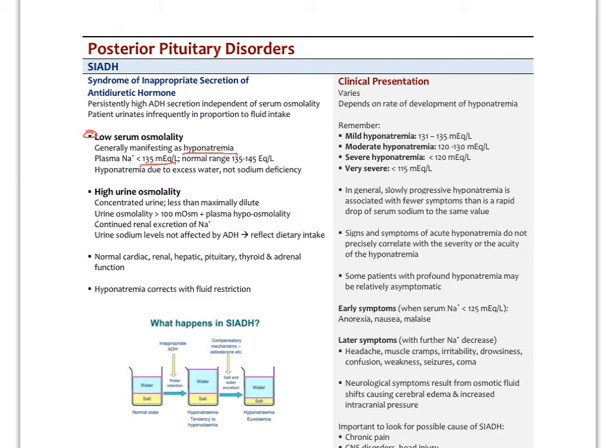And they're going to have a high urine osmolality. The urine's going to be very concentrated. They're going to have continued excretion of the sodium, but they're going to be holding on to the water, so the urine gets more sodium per water.